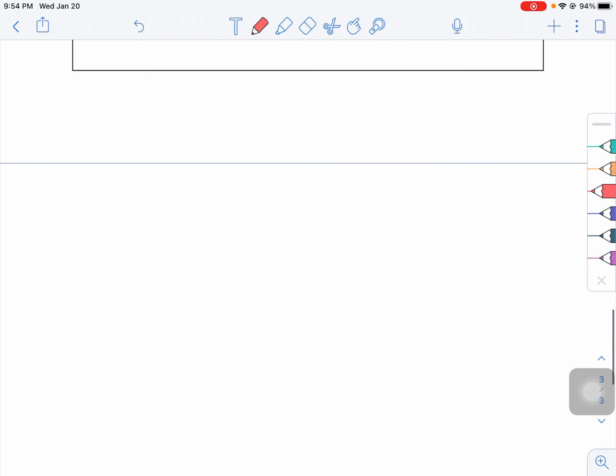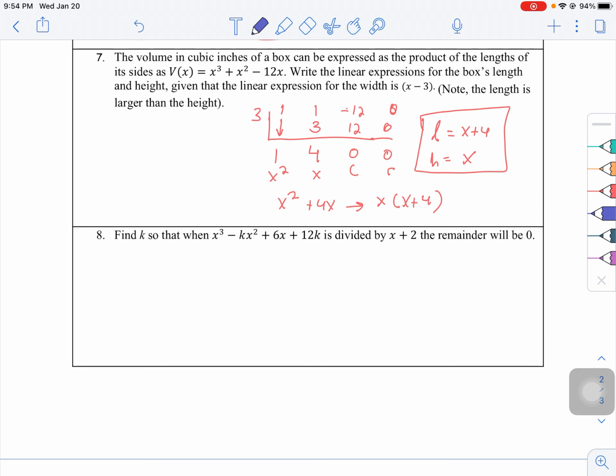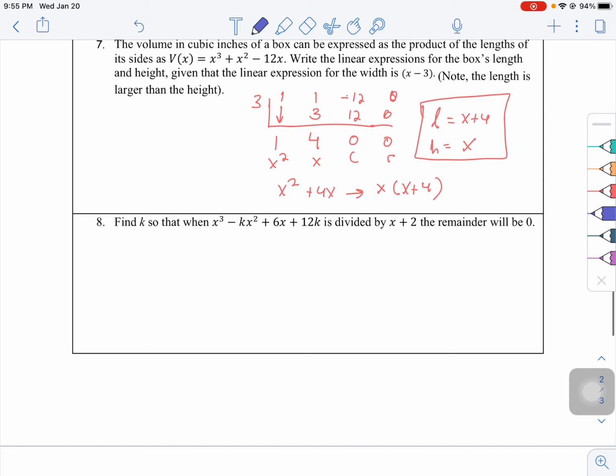Awesome. Okay, last one. The last one says find k so that when x cubed minus kx squared plus 6x plus 12k is divided by x plus 2, the remainder will be 0. Okay, so this is kind of a crazy one, but what we're going to do is physically just put that k into our synthetic division. Negative 2 goes on the outside. We have 1, negative k, 6, and then 12k.